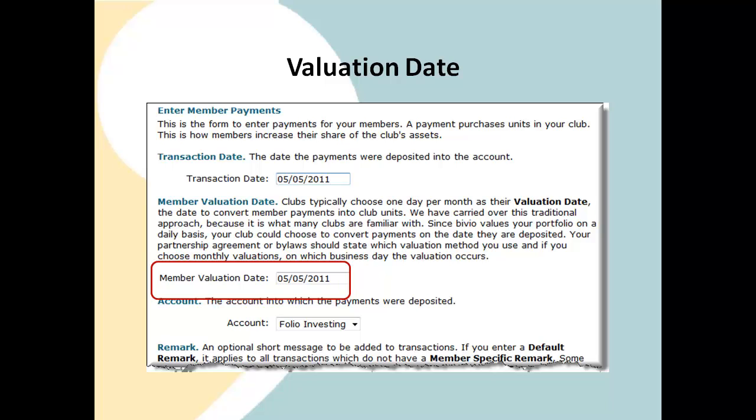The value of a unit on that date will determine how many units a member receives or redeems. To keep your record keeping the simplest, we recommend that you use the date of the deposit as the valuation date. That way things work just like they would in a mutual fund. Members buy club shares at their value on the date of their contribution.